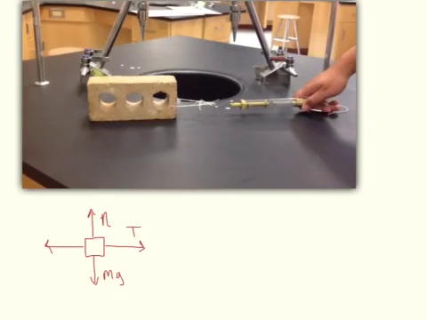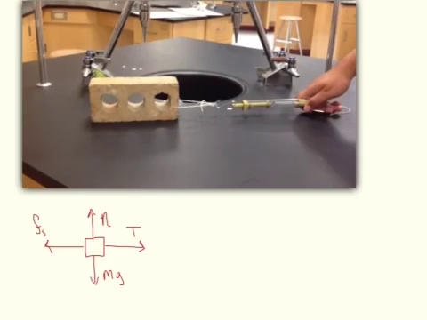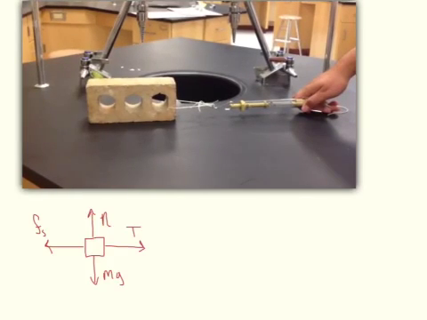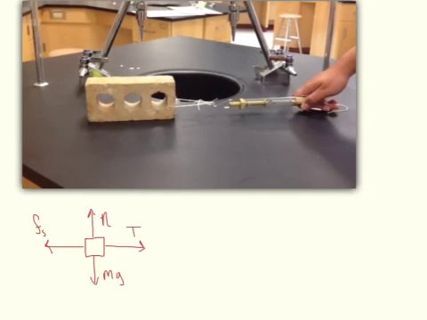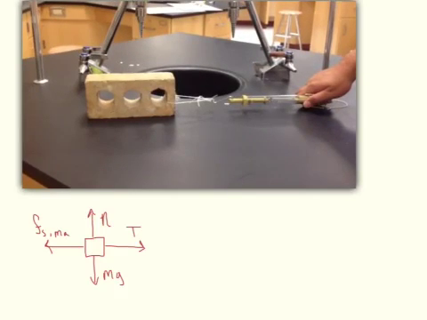So what we're going to do for this problem is figure out the coefficient of static friction between the brick and the table. And the first thing we need for that is to find the maximum force we can apply before the brick moves. So Nick, slowly add force till the brick moves and tell us what that force is.